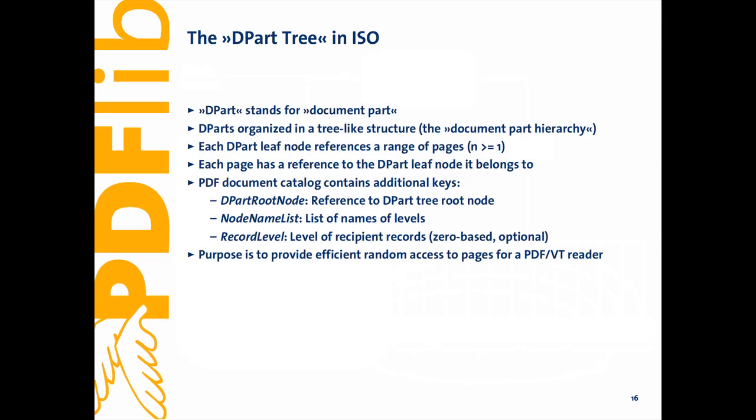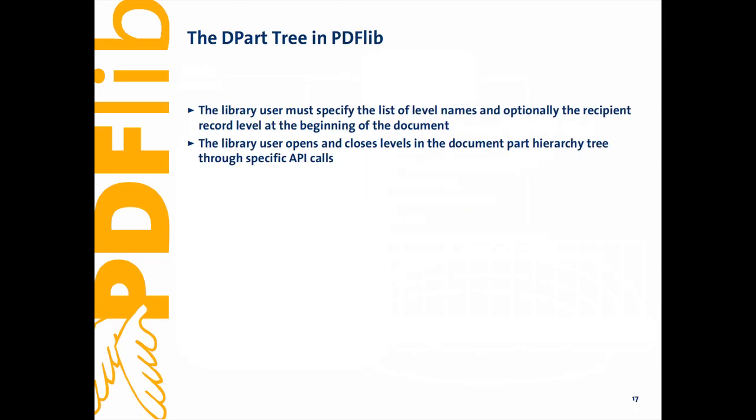Okay, this is everything I said. And how did we implement the depart tree in PDFlib? When you start the document, you must specify the list of level names that will appear in the file. And optionally, you can specify the recipient record level, which is just a zero-based number.